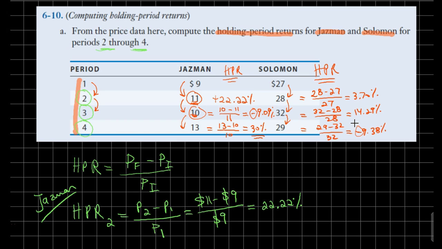So reinterpreting these numbers again for Jasmine, for period 2, we are buying the stock at $9, and should we sell it, we can sell it at $11 at the end of period 2, and we would get a 22% return on our investment. And similarly, you can interpret the other numbers as well. So that would be all for this solution, and we are done.